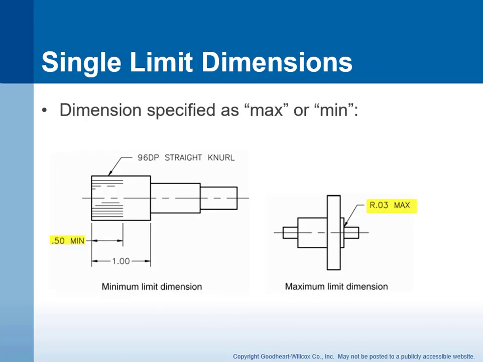Now compare that to a single limit tolerance. That is like a min dimension or a max dimension. In this case here we've got a radius, and the limit on the size is max, which means the radius can be anywhere from a sharp or no radius all the way up to a 30 thousandths maximum. And in this case over here, we're putting a minimum length dimension on a knurled feature.